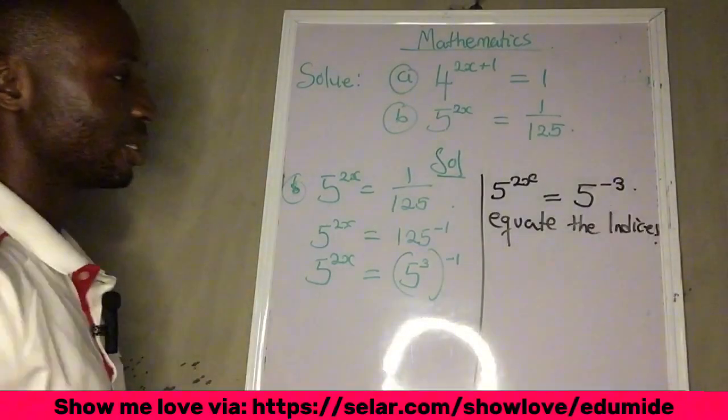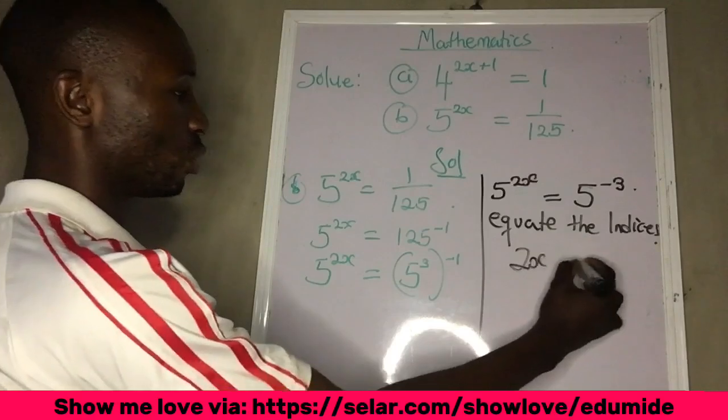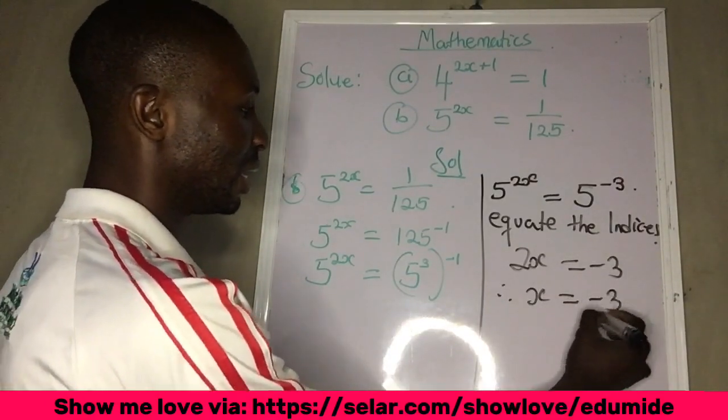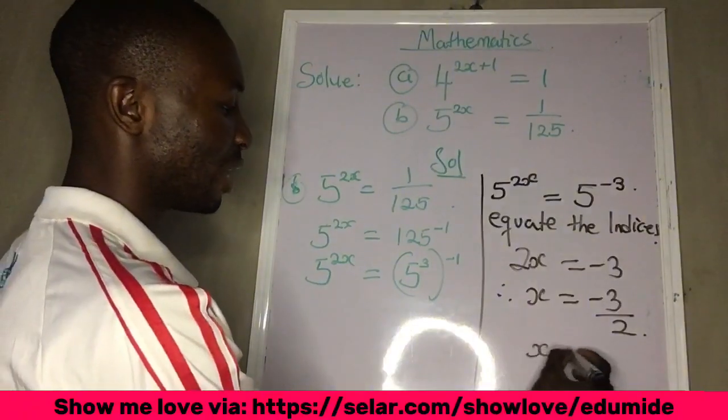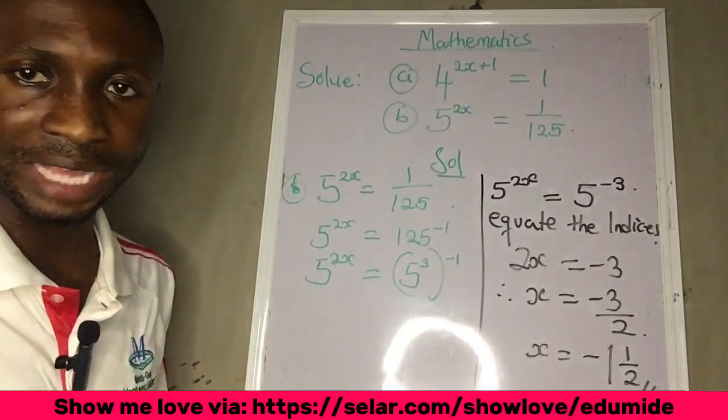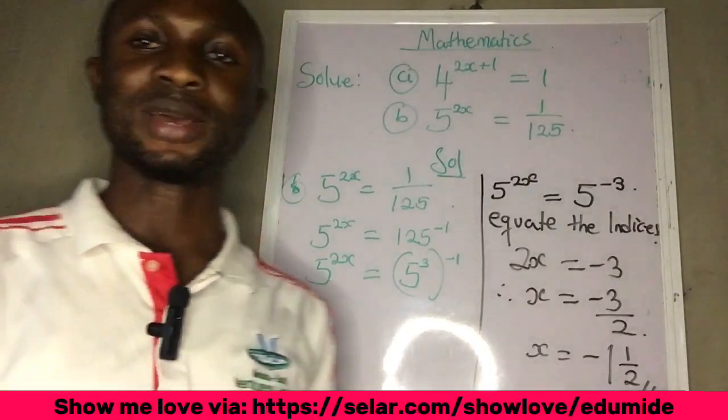By doing that, we have 2x is equal to minus 3. Therefore, we have x is equal to minus 3 divided by 2. So we have x is equal to minus 1 and 1 over 2. So the value of x is minus 1 and 1 over 2.